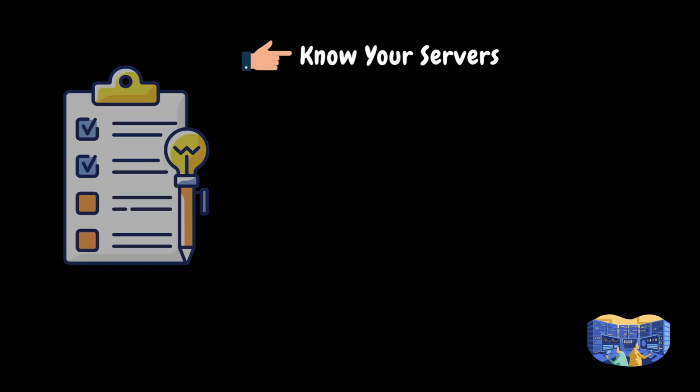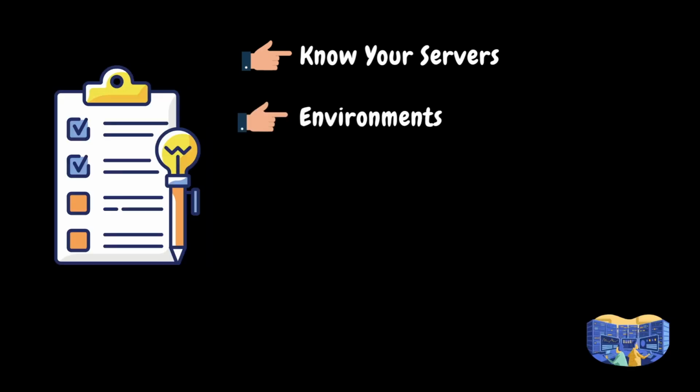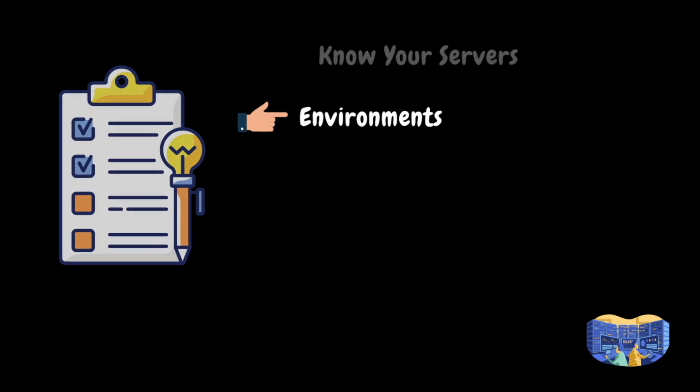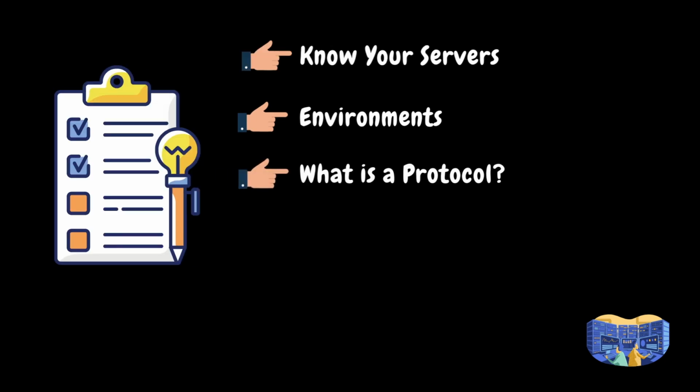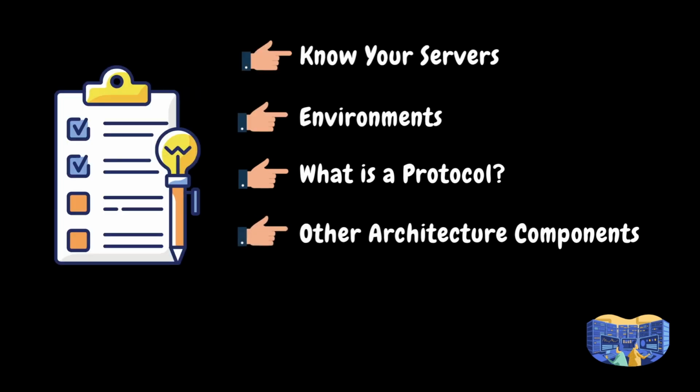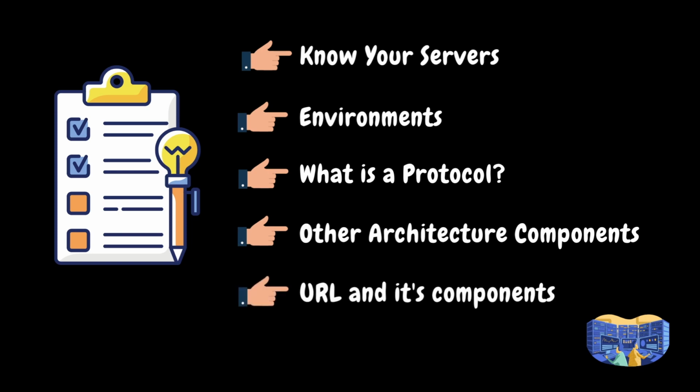Let's start with the topics covered in this video. First, we will discuss the different things that you should be aware of about the servers. Then, we will discuss different types of environments that companies will have to build the application or software. And then we will discuss the concept of protocol and the different types of network protocols that are available. Then we should quickly look into some of the other components that we generally see in different software architecture patterns. Finally, we will discuss the concept of URL and its different components. So without wasting any time, let's dive into it.